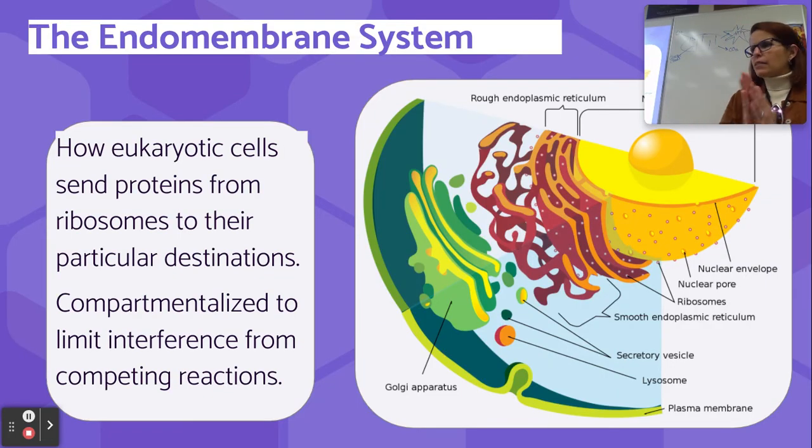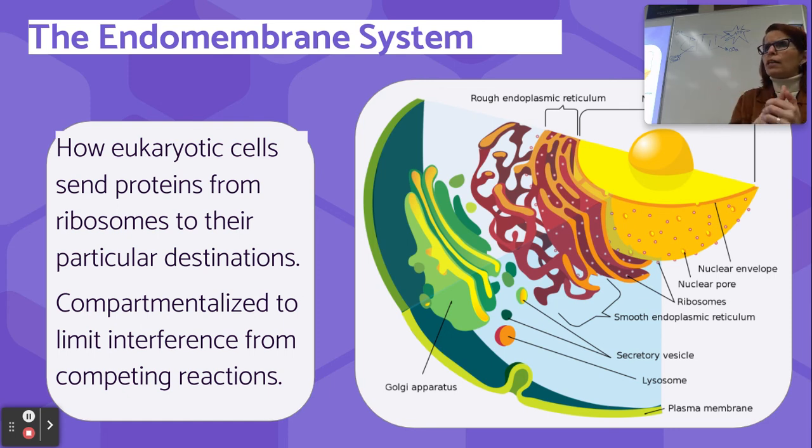The endomembrane system, I'm not going to say anything more about it. Just in case you see this word, you're not going to be freaked out. It's basically the idea that in the nucleus, there's instructions for building a protein. The mRNA leaves the nucleus and it goes to a ribosome. The ribosome is where the protein gets built. And then the protein gets, that might happen in the rough endoplasmic reticulum.